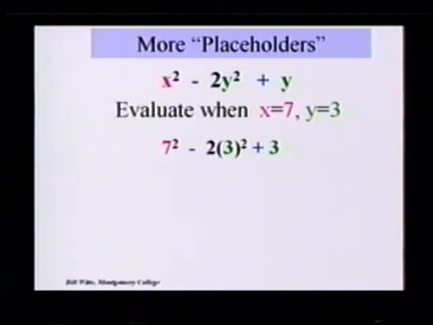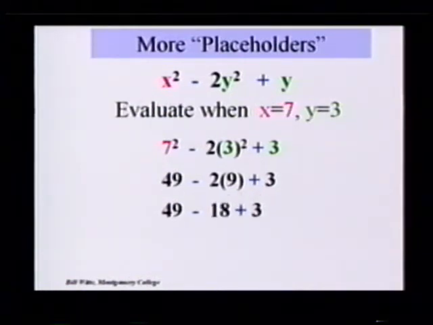7 squared is going to be 49, and the 3 squared is going to be 9. Okay? Now I've done my exponentiation. What's the next step? Multiplication. Okay, I see a 2 and a 9, and that gives me 18. Now I have some addition and subtraction. Which do I do first? Because they're kind of on the same step. Well, when you have more than one, you are in fact going to work left to right. 49 minus 18 is 31, and then, and only then, do I do my addition and get 34.